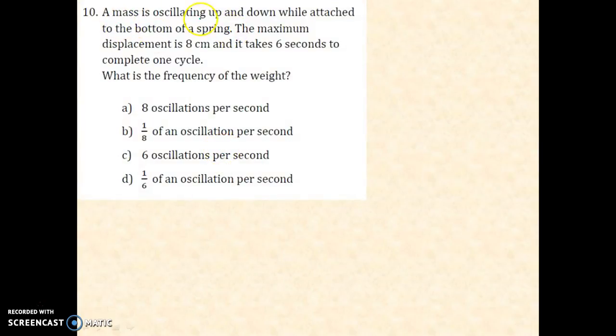So we have a mass oscillating up and down while attached to the bottom of a spring. Maximum displacement is 8 centimeters, and it takes 6 seconds to complete one cycle. So that is the period. So the period is 6 seconds. What is the frequency?